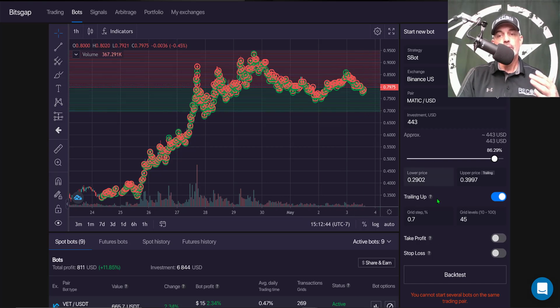But if I had not enabled the trailing up feature, I would not have been able to take advantage of all this price action up to the 95-cent level. More than likely, my bot would have exited the trading grid somewhere around the 40 to 45 cents range. I would have had to then close the bot manually and redeploy a new bot.